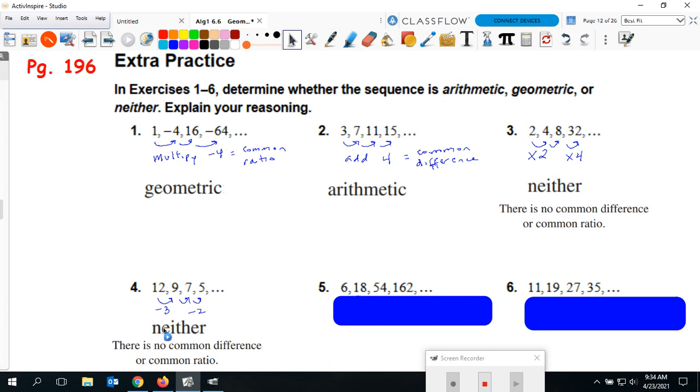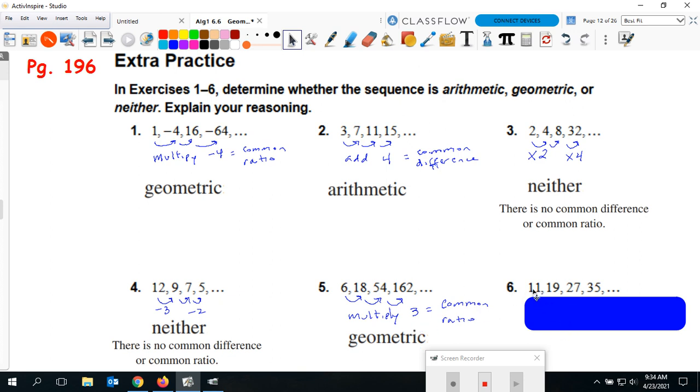That's why it's neither. Number 5, 6 to 18, 18 to 54, and so on. This one you can see you are multiplying by the same number. You're multiplying by 3 every time. 6 times 3 is 18, 18 times 3 is 54, and so on. So our common ratio is 3, and this means it's geometric when you're multiplying by a common number and you have a common ratio.